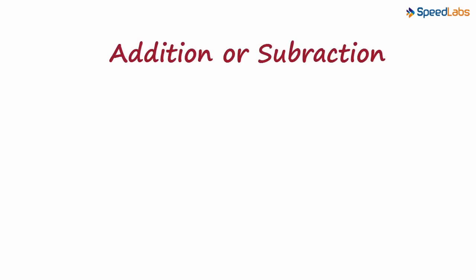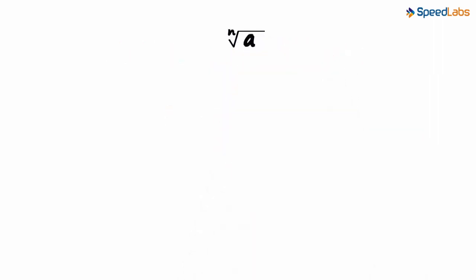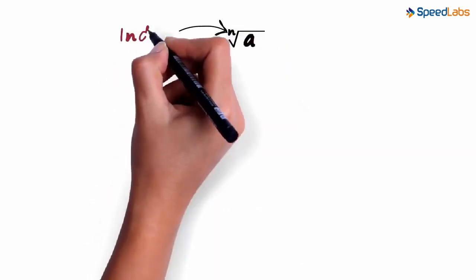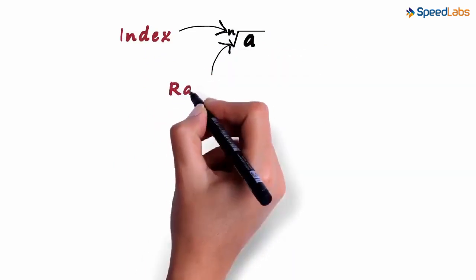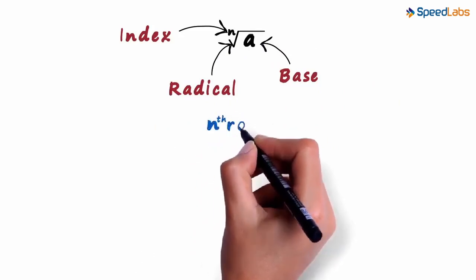Before we look at addition or subtraction of real numbers, we need to understand a few basics first. Consider the nth root of a. It is written like this. N is called the index. This sign is called the radical and a is called the base. It's called the nth root of a.